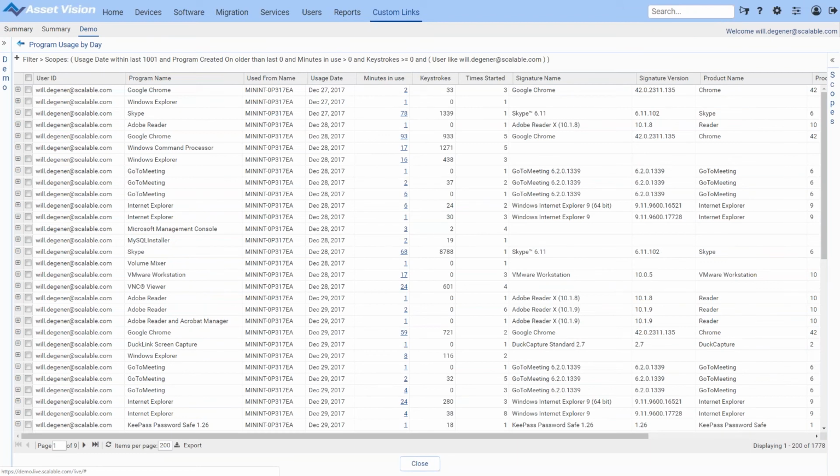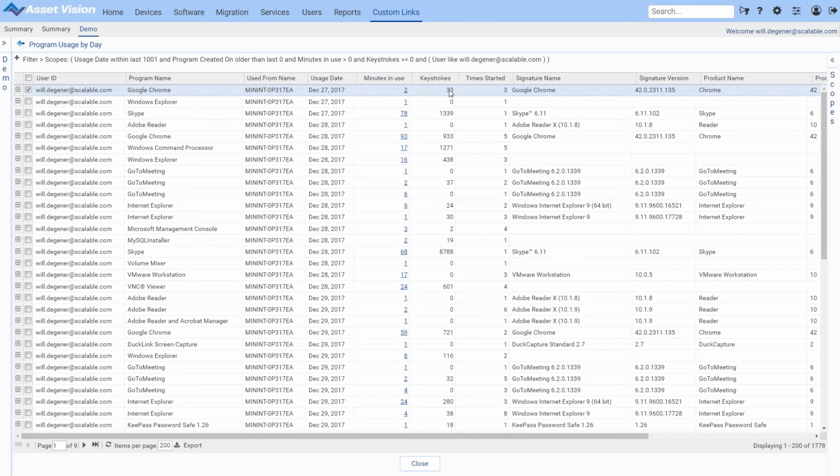This allows me to see those 5 favorite data points. And you can see here, luckily it's all me, I do have it filtered. So what are they? Who's using what from where for how long and how intensely? So Will is using Google Chrome from his laptop for about 2 minutes and about 33 keystrokes.